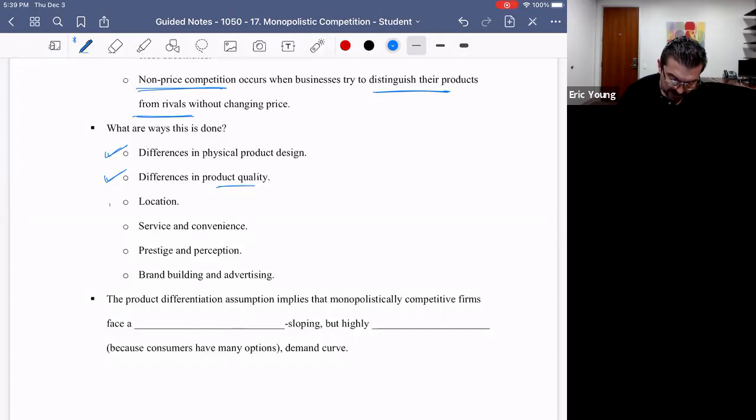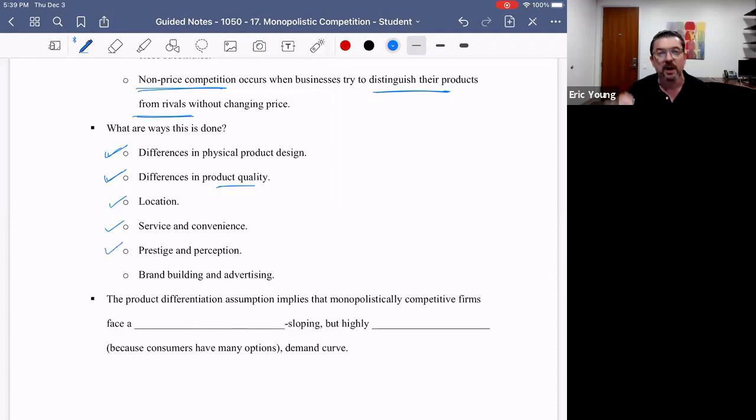Oftentimes, firms will engage in non-price competition by selecting different locations in order to appeal to consumers. They may stress and differentiate in terms of service and convenience, where some firms or companies go all out and really sell service, sell convenience, and others don't.